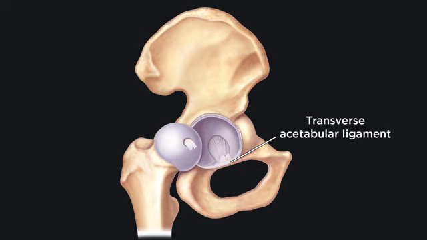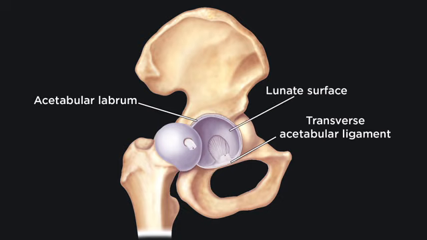The socket is also deepened by a rim of cartilage known as the acetabular labrum, and it actually reaches around and clasps the head of the femur, unlike the glenoid labrum of the shoulder, which made the flat glenoid fossa broader but not deeper. The actual articular surface of the acetabulum is known as the lunate surface for its moon-like shape. It's covered with articular cartilage, as is the head of the femur.